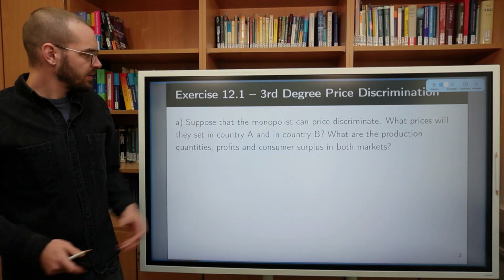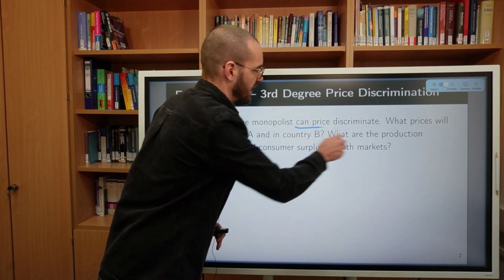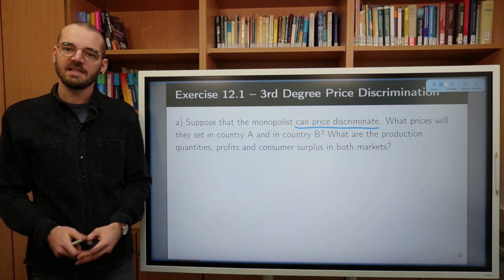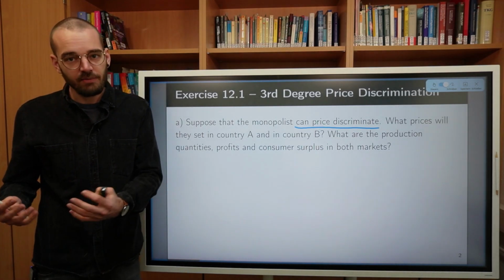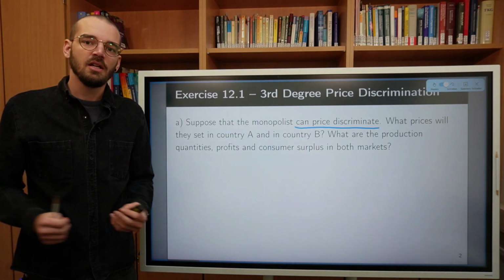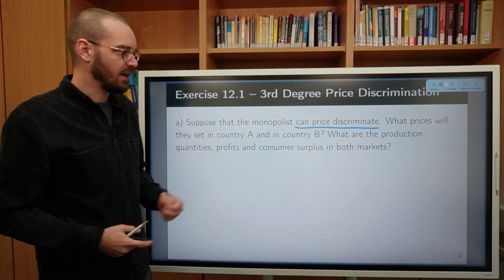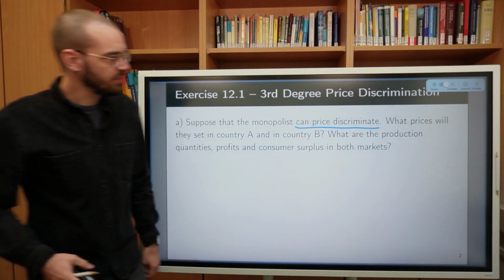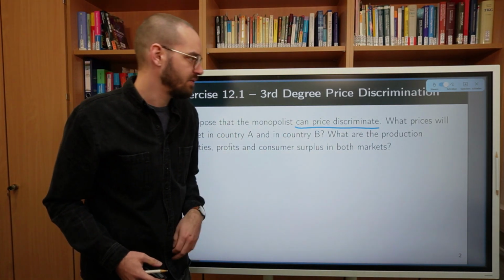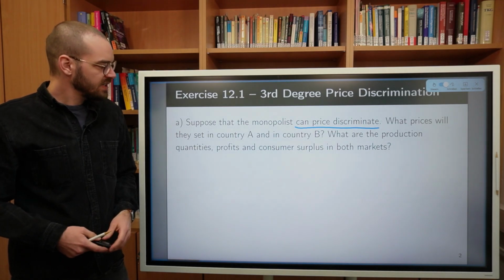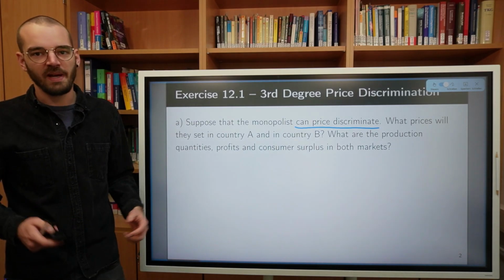Now in task A, we are asked to consider a situation where the monopolist can price discriminate. That of course means the monopolist can choose a price A for market A and a price B for market B, and these two prices do not have to be the same. They can be different, one price for each market respectively. We are now asked to find out what prices the monopolist will set in country A and in country B. What are the production quantities, profits, and consumer surpluses in each of these markets respectively?